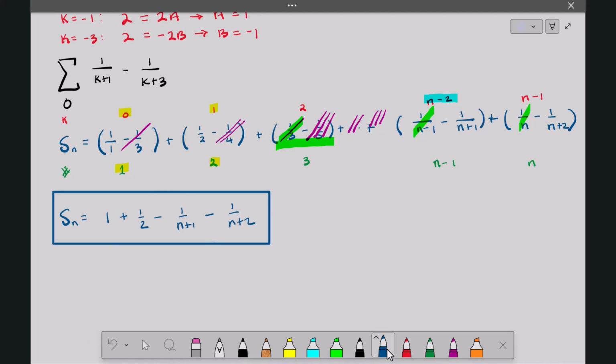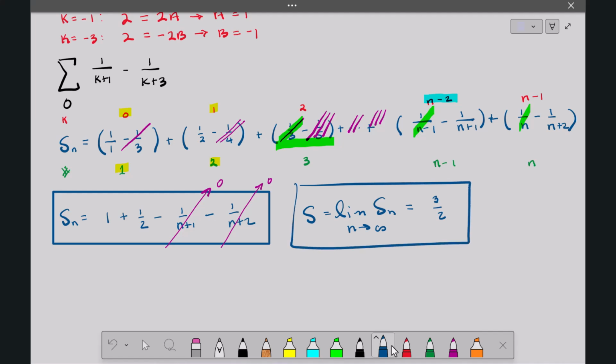So the sum of the first n terms. Now to find S, the sum of the series, we will take the limit of S sub n as n goes to infinity. And what we notice is that these two terms here are both going to go to 0 as n goes to infinity, giving us a sum of 1 plus 1/2, which is 3/2. That will be the sum of this telescoping series.